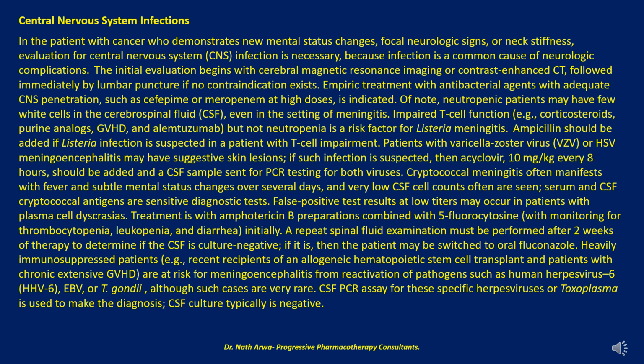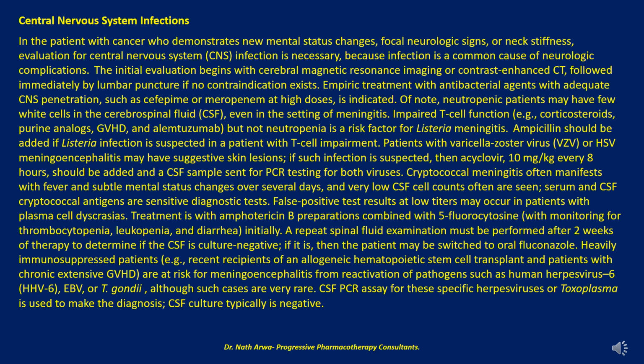False positive test results at low titers may occur in patients with plasma cell dyscrasias. Treatment is with amphotericin B preparations combined with 5-fluorocytosine, with monitoring for thrombocytopenia, leukopenia, and diarrhea, initially. A repeat spinal fluid examination must be performed after 2 weeks of therapy to determine if the CSF is culture negative. If it is, then the patient may be switched to oral fluconazole.